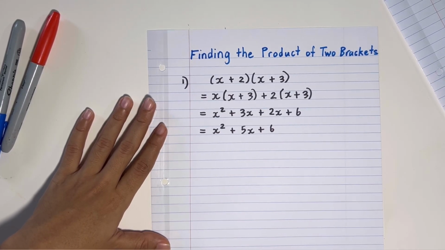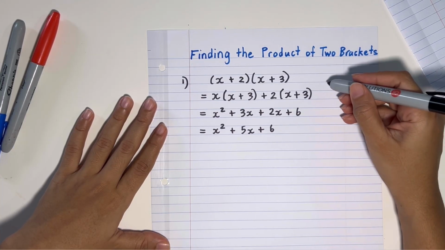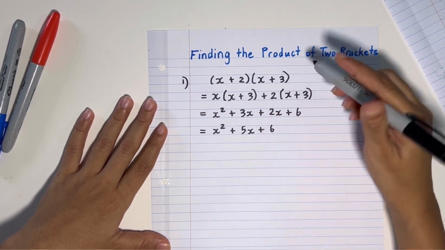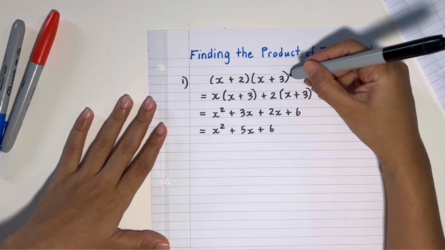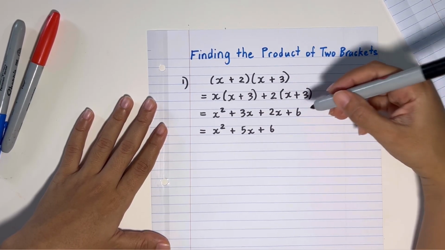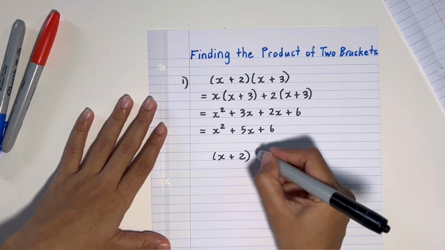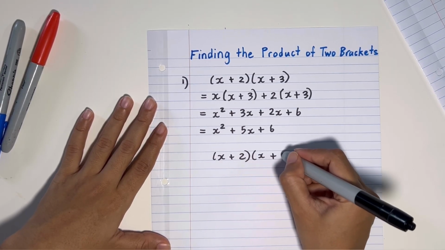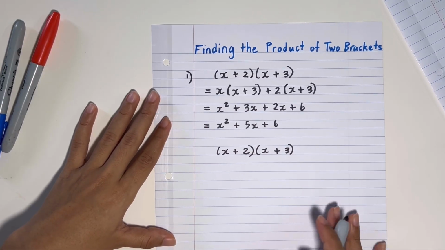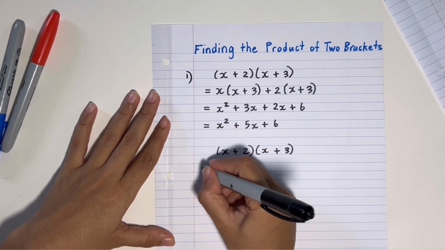Now, the second method is basically the same thing, except you don't really write the second line with the second method. We just go straight from the first line, the problem, to the third line. So let's see. I'm doing the same example just to show you that it doesn't matter which method you use, you're still going to get the same answer.